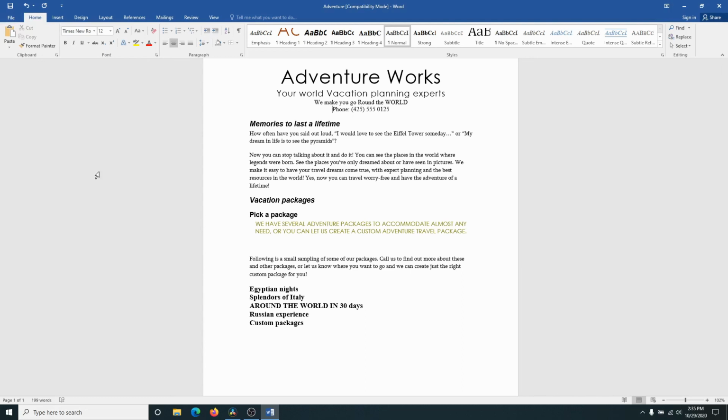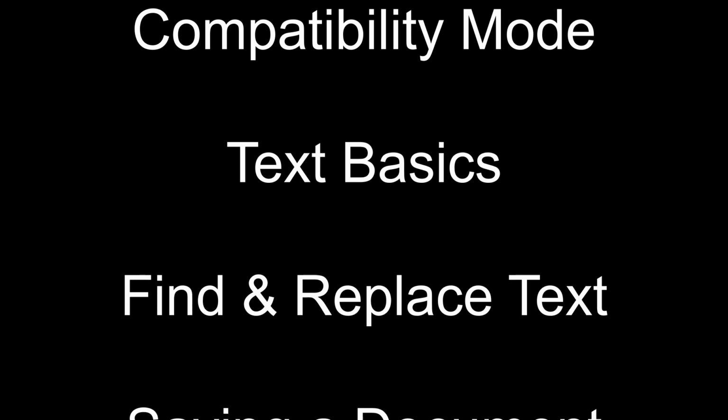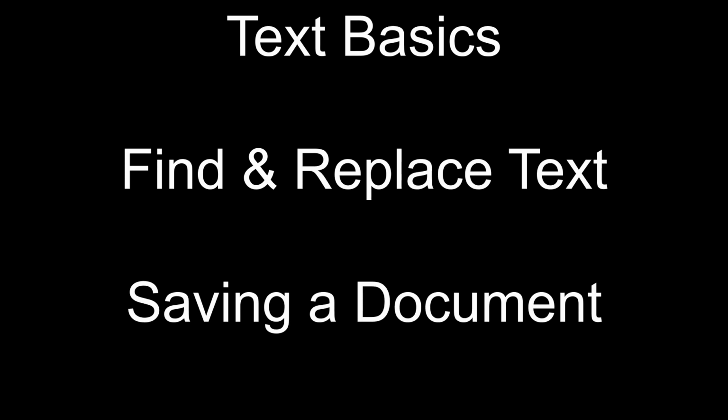And that's it for Microsoft Word 2016 Basics Part 2. So here is a summary of everything that we've covered. In this video we looked at creating and opening documents, using or changing compatibility mode, going through text basics, finding and replacing text, and the many ways of saving a document.